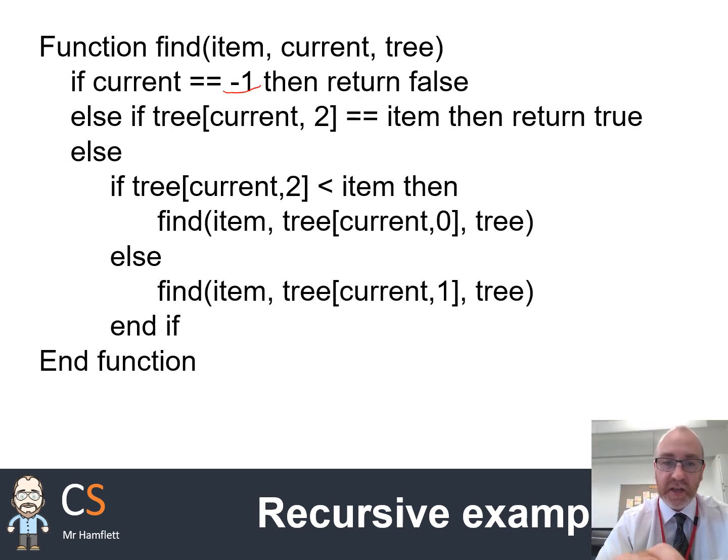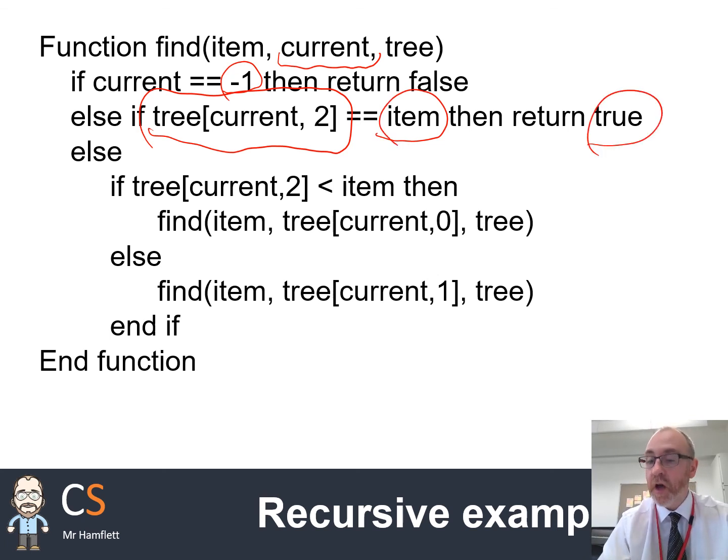So if the current equals -1, okay, so that will be the current index we're looking at, then we return false. We didn't find it. If the value is equal to item, then we return true. Okay, because that's the other end clause, isn't it? We either find it or we don't. We stop if we find it, we stop if we don't find it. Okay, those are the two things that stop my recursion.